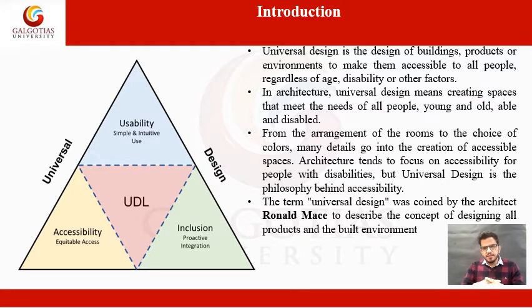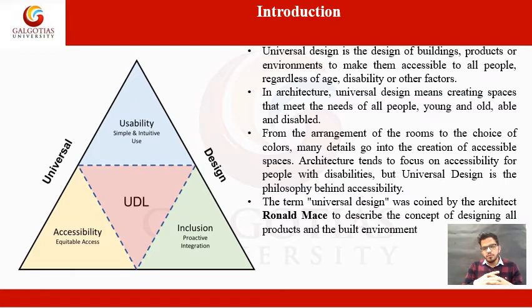Universal design is a design for buildings, products or environments to make them accessible to all people, regardless of age, disability, or other factors. In architecture, universal design means creating spaces that meet the needs of people, young and old, able or disabled. From the arrangement of the rooms to the choice of colors, many details go into the creation of accessible spaces. Architecture tends to focus on accessibility for people with disabilities, but universal design is the philosophy behind accessibility.